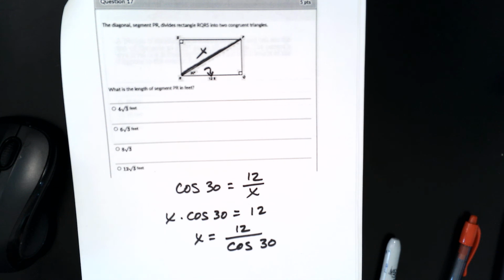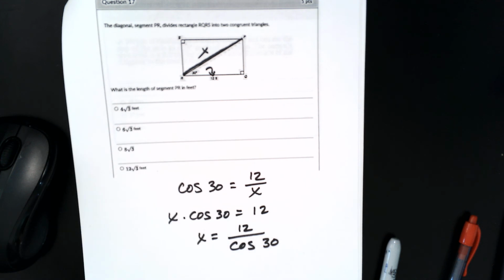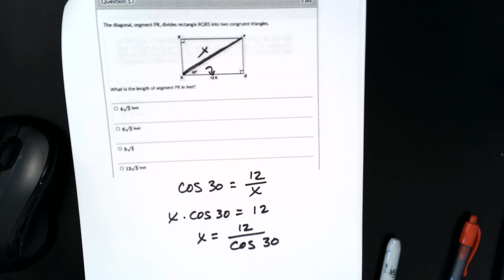Let's see. I'm going to cheat and see if 4 square roots of 3 is what I just got. So we're going to do 4 square roots of 3. No, that's not it. Let's try 6 square roots of 3. No, that's not it either. Let's do 8 square roots of 3. Yeah, that's it. So 8 square roots of 3 was the answer.